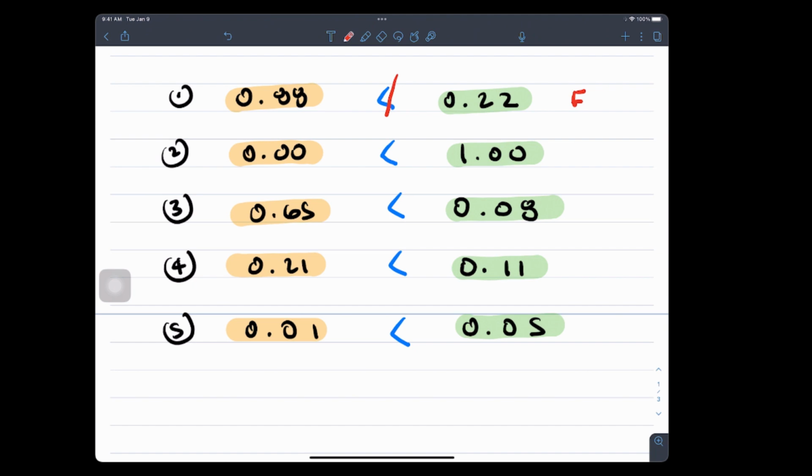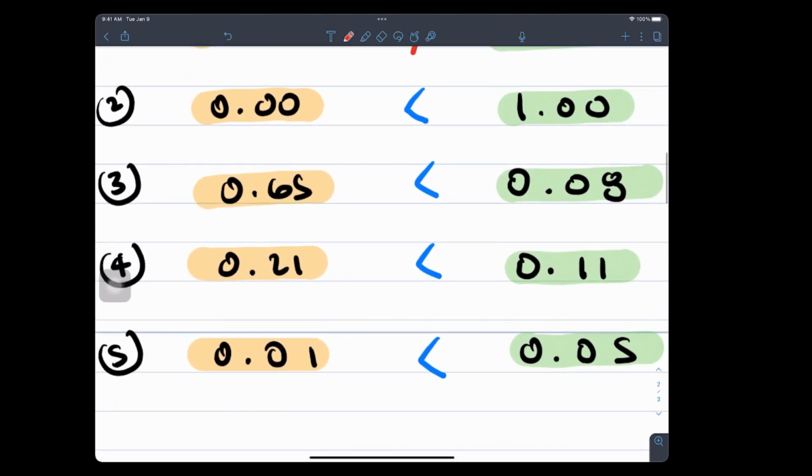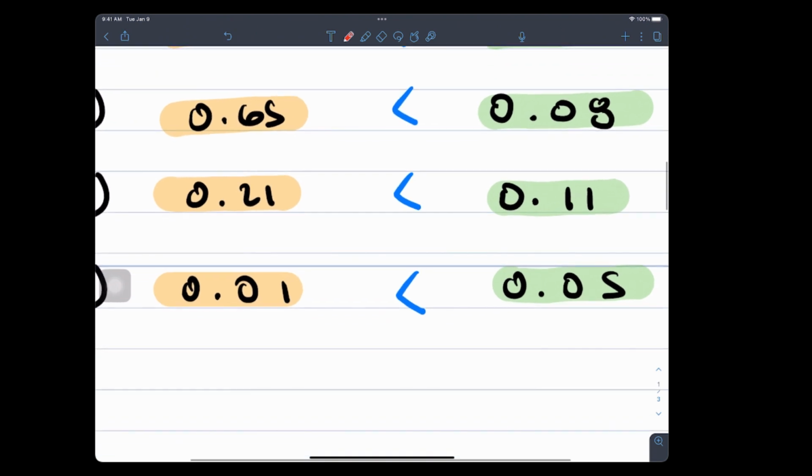Is being broke less than having a dollar? Yeah, that's a true statement, ladies and gentlemen. Good. Okay, what about 65 cents? Is that less than 8 cents? No, that's not less than. Is that true?